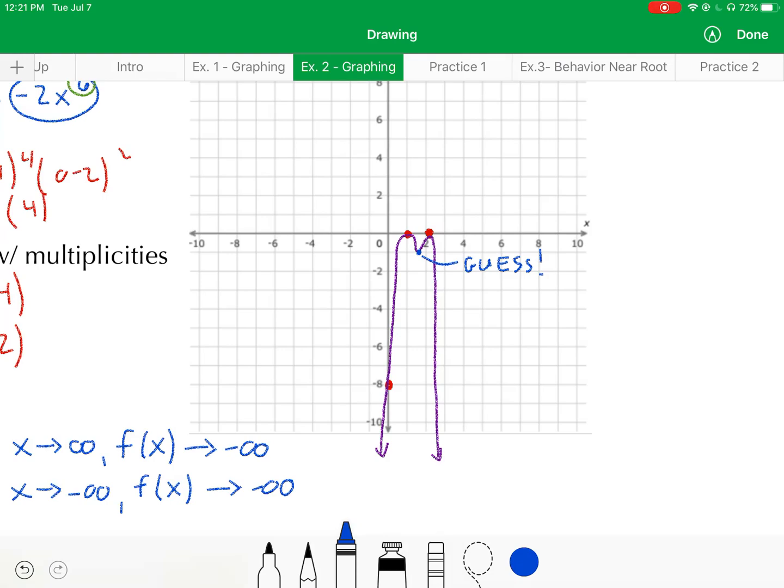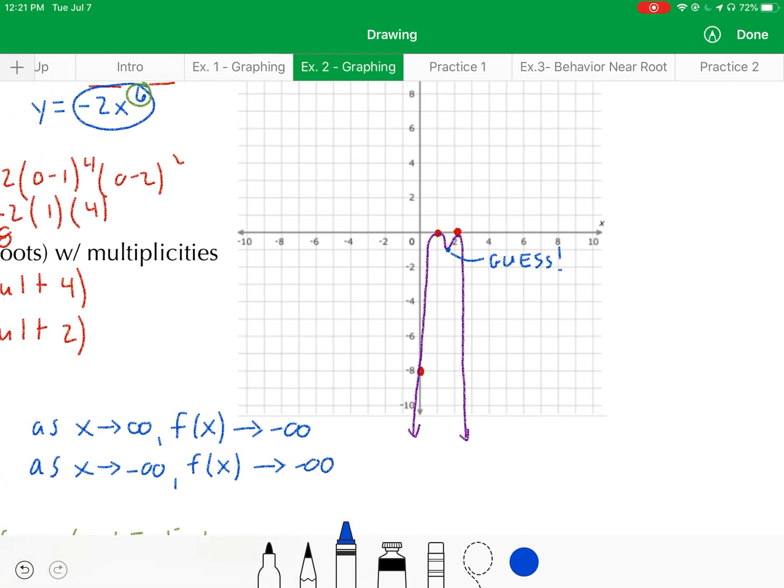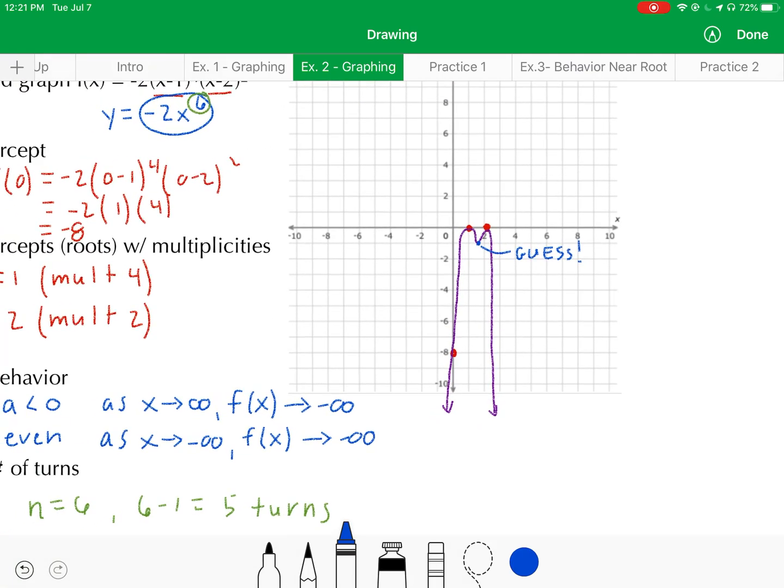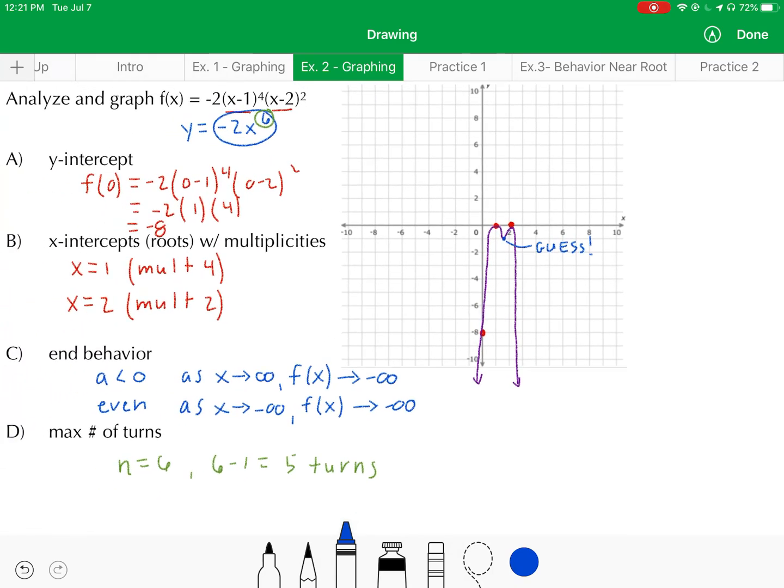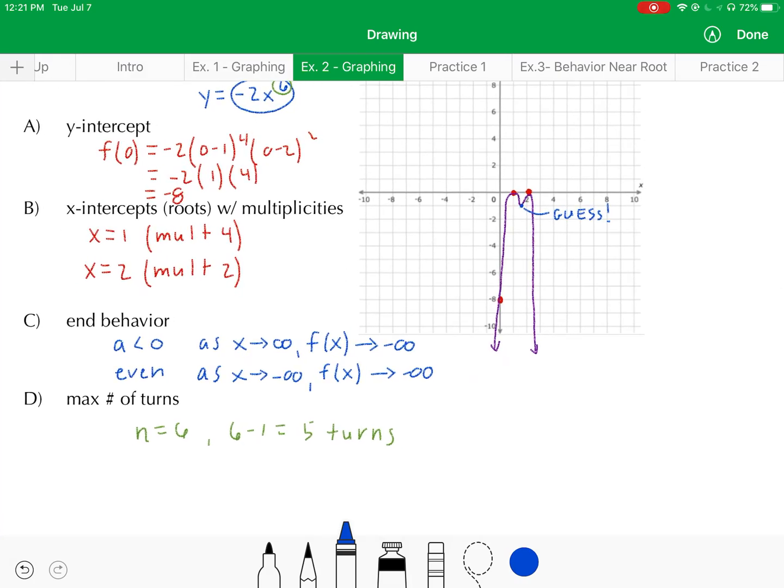Okay. The other thing I want you to notice is the number of turns here. There's actually only 3 turns to this curve, not 5 like we said in part D, and that just goes to show you why we have to stress the word maximum number of turns. There could be fewer than 5 turns, and in this case, it ends up being 3.